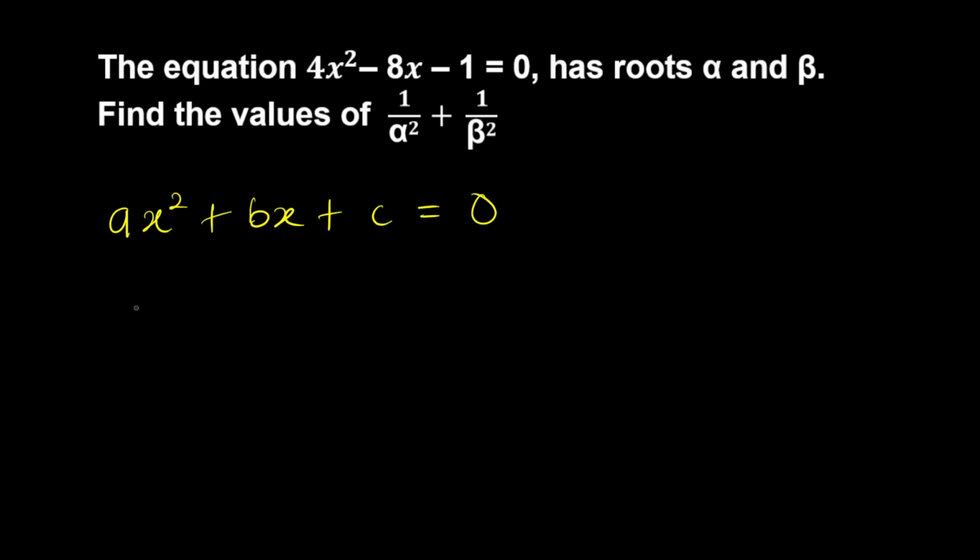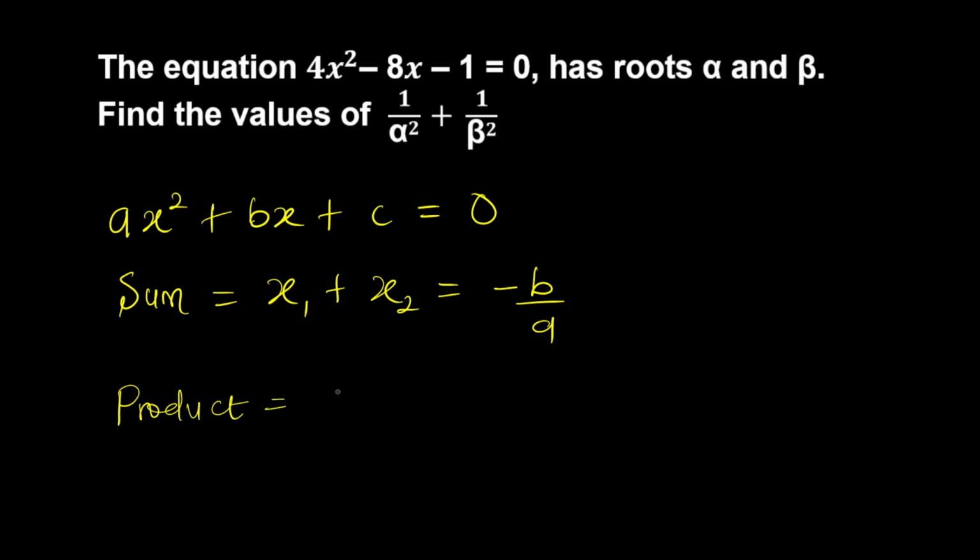Now, in this standard equation, the sum of roots is given as x1 plus x2, which is equal to negative b over a. The product of roots, which is x1 times x2, is given as c over a.